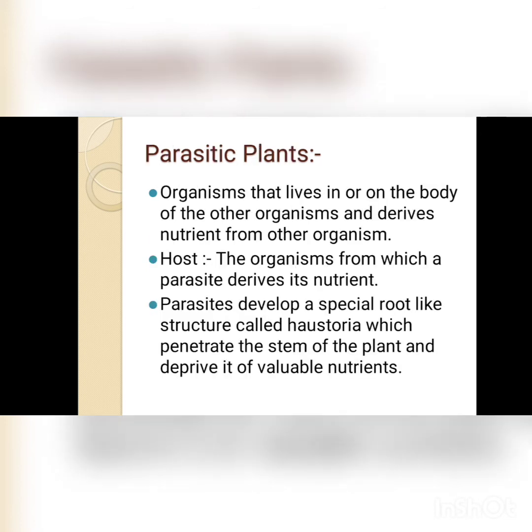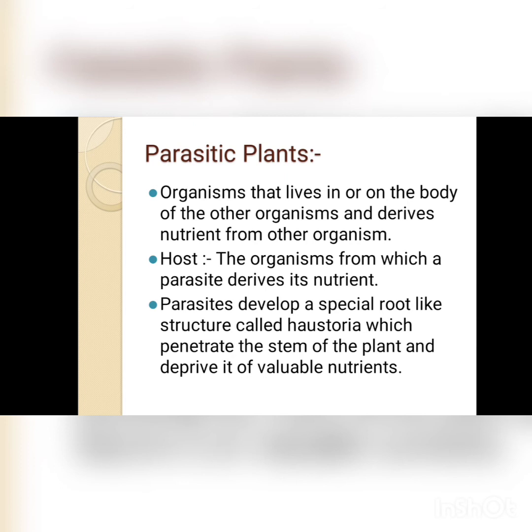As we all know, heterotrophic nutrition means the organisms depend on other organisms, plants or animals, for their own food. They are not able to prepare their food, so they are dependent on other organisms, directly or indirectly. Here we are discussing plants. First of all we are going to discuss the parasitic plants.